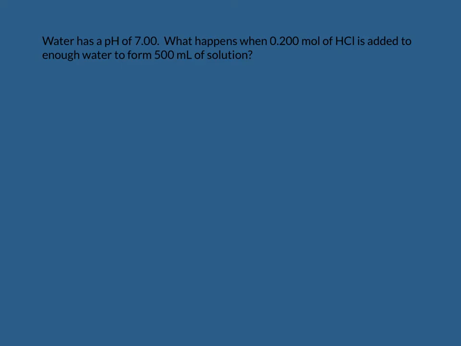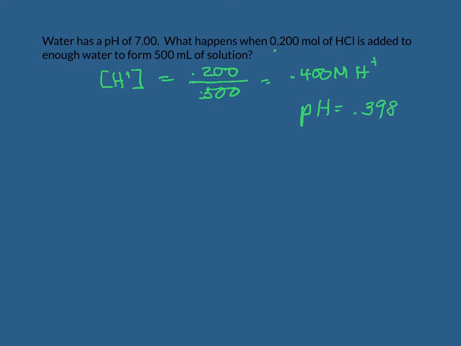Okay, so the first thing we're going to do is go ahead and find the concentration of the H+. So H+ is going to equal your moles of HCl, so 0.2 moles over 0.5 liters, and you've got 0.4 molar H+. If we take the minus the log of that, we'll get the pH as 0.398. So when we added 0.2 moles of HCl to water, the pH went all the way from 7 down to 0.398. That's a pretty drastic drop.